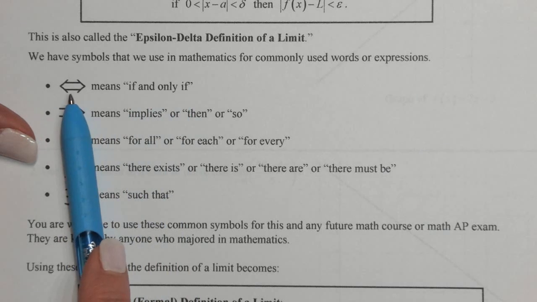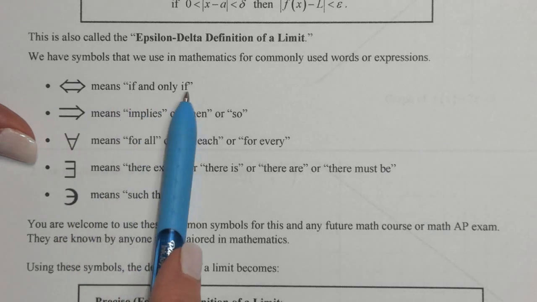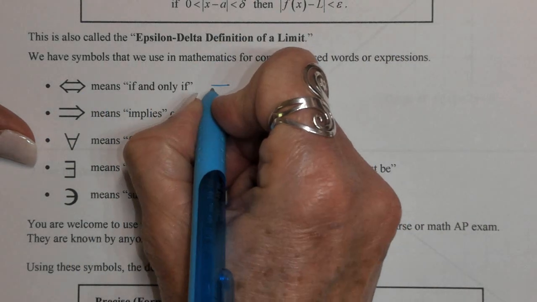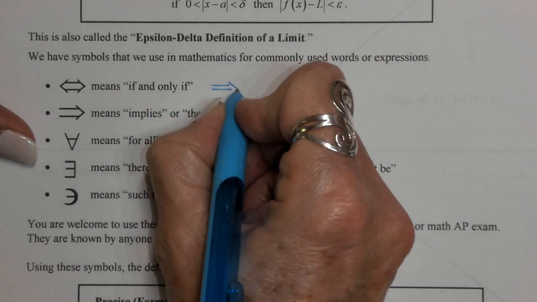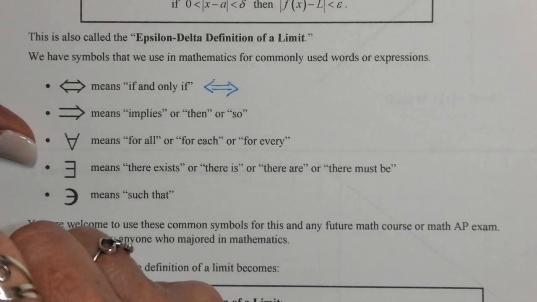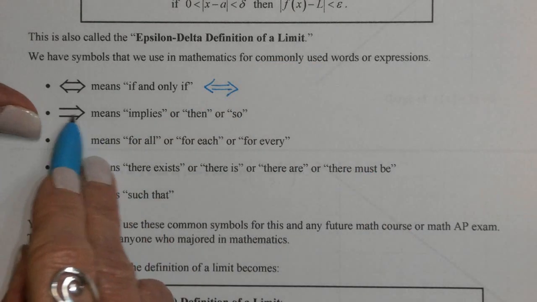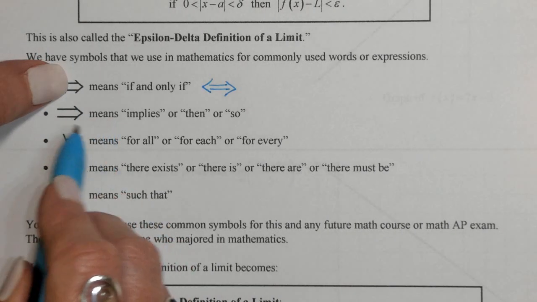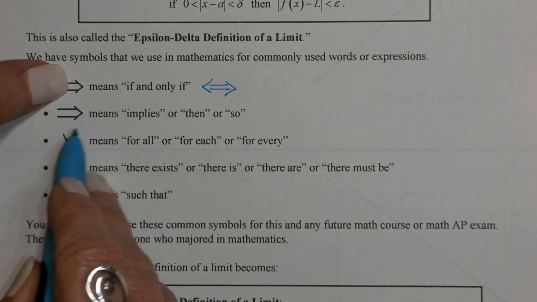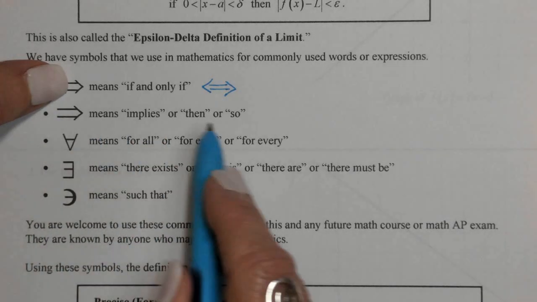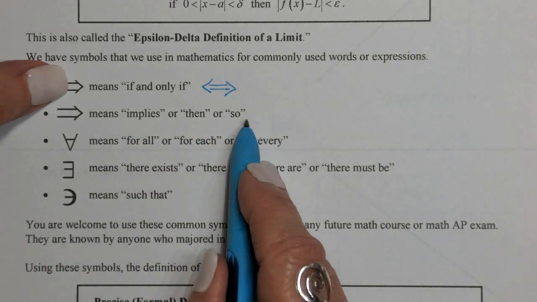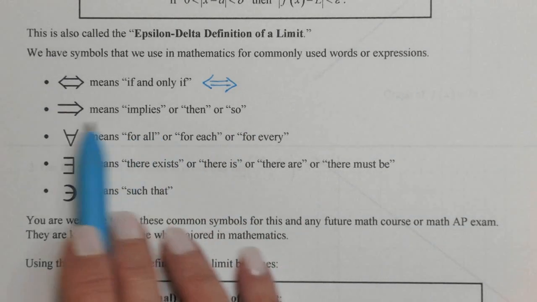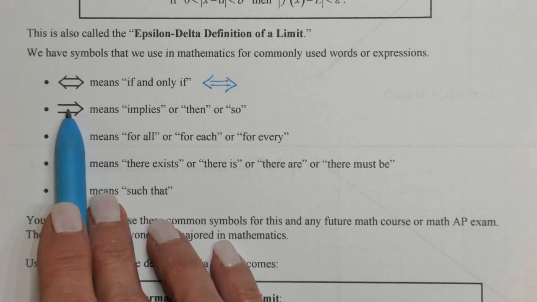This symbol means if and only if. So instead of writing out the phrase if and only if, you can just use this symbol. It is like a long equal sign with arrows on it. If you only go one way with it, so if you get rid of one side of the arrow, then that means implies, or then, or so. So rather than writing out these words, you could just use that symbol.